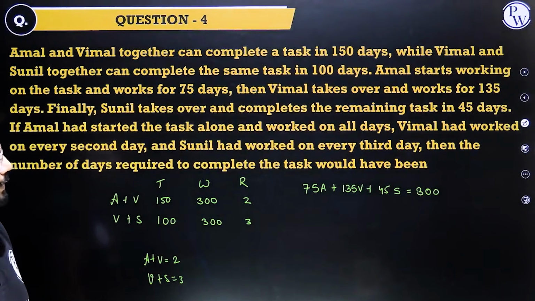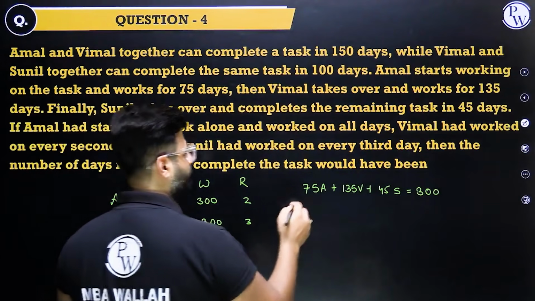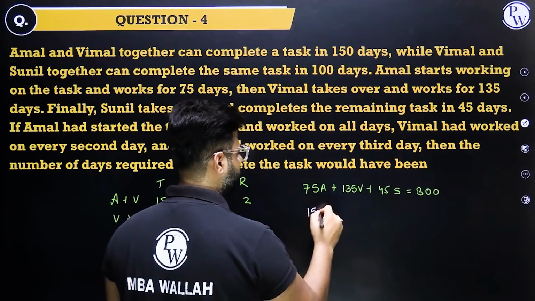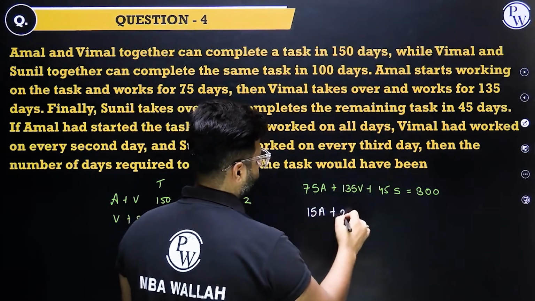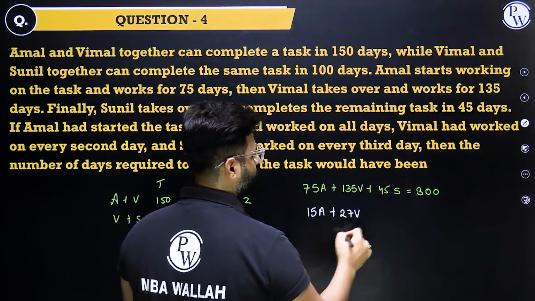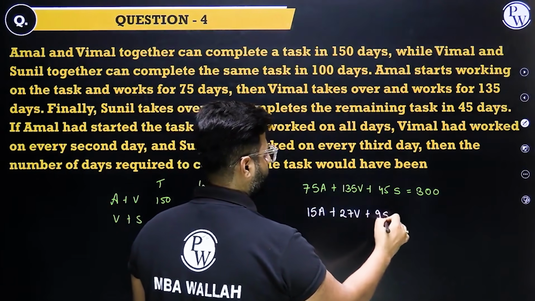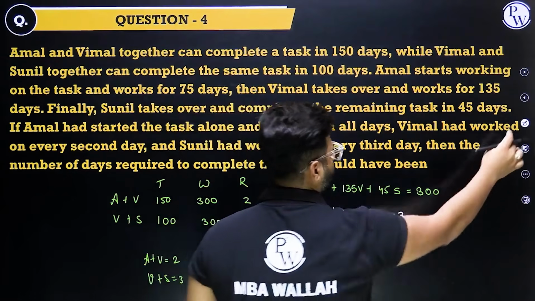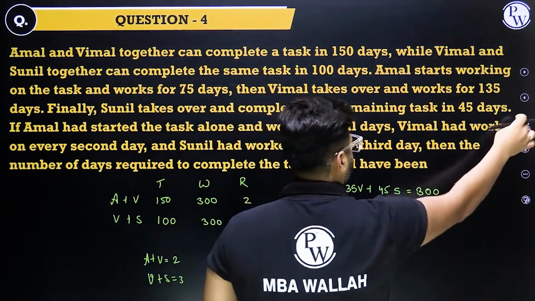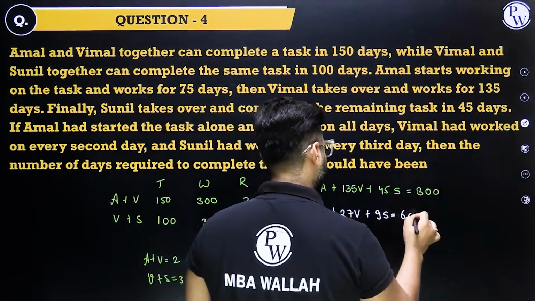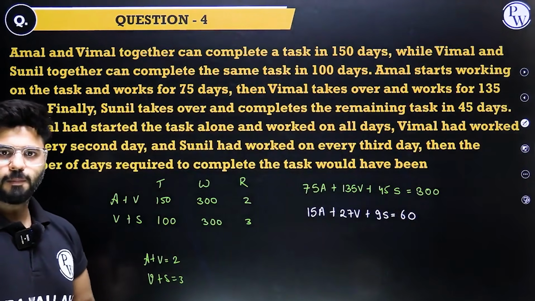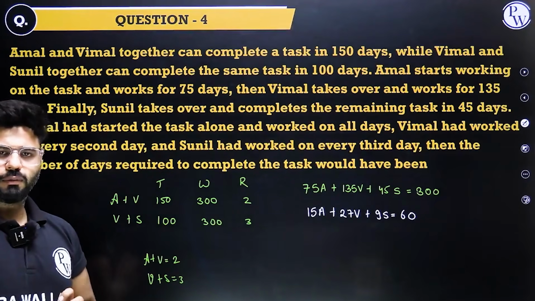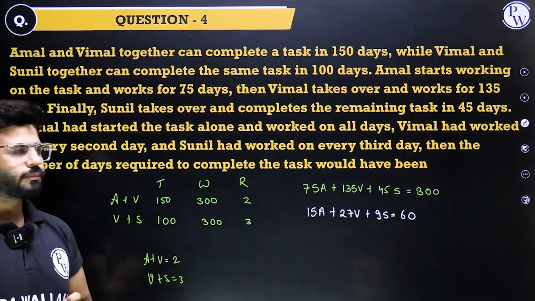We can simplify it a little bit. It can get cancelled by 5. So we have 15A plus 27V plus 9S is equal to 60. Now guys, you have three equations, three variables. Pause and try to solve them as quickly as possible. Apply a little brain. Think, think, think.